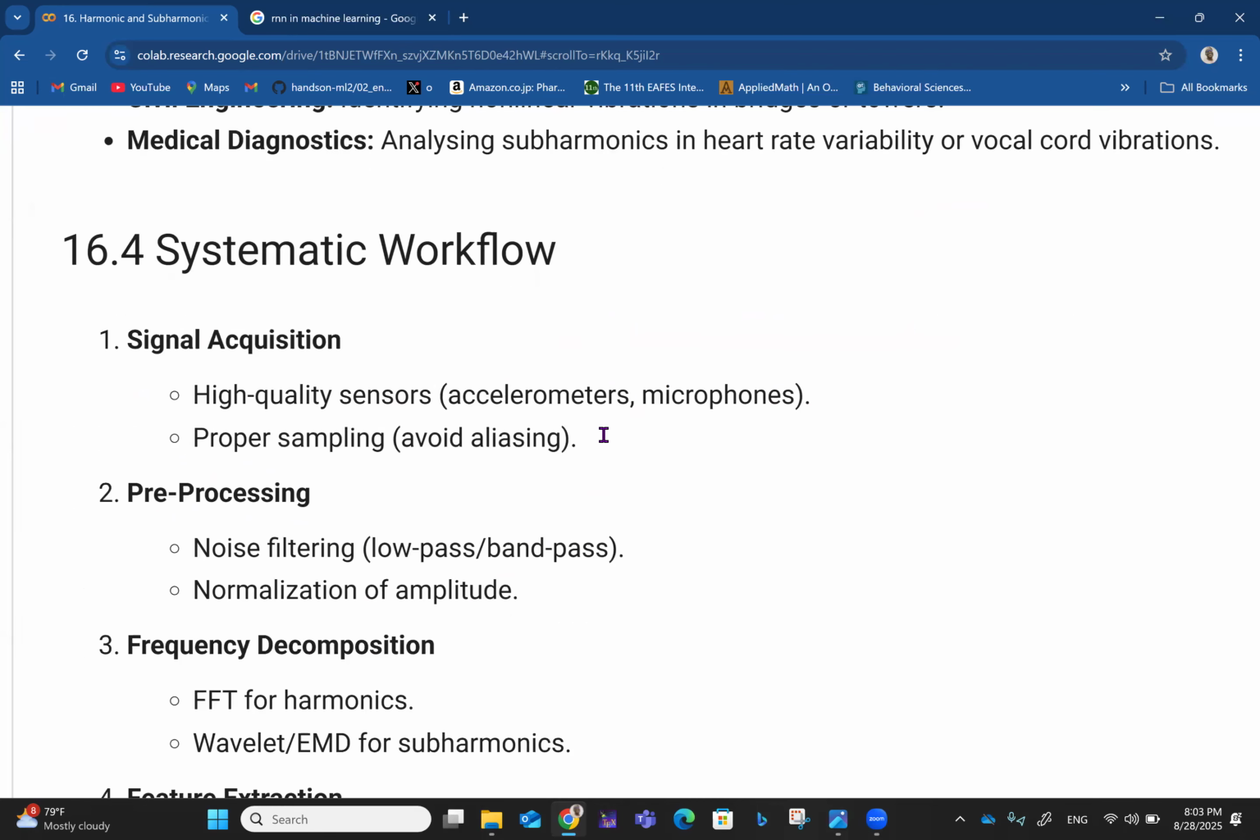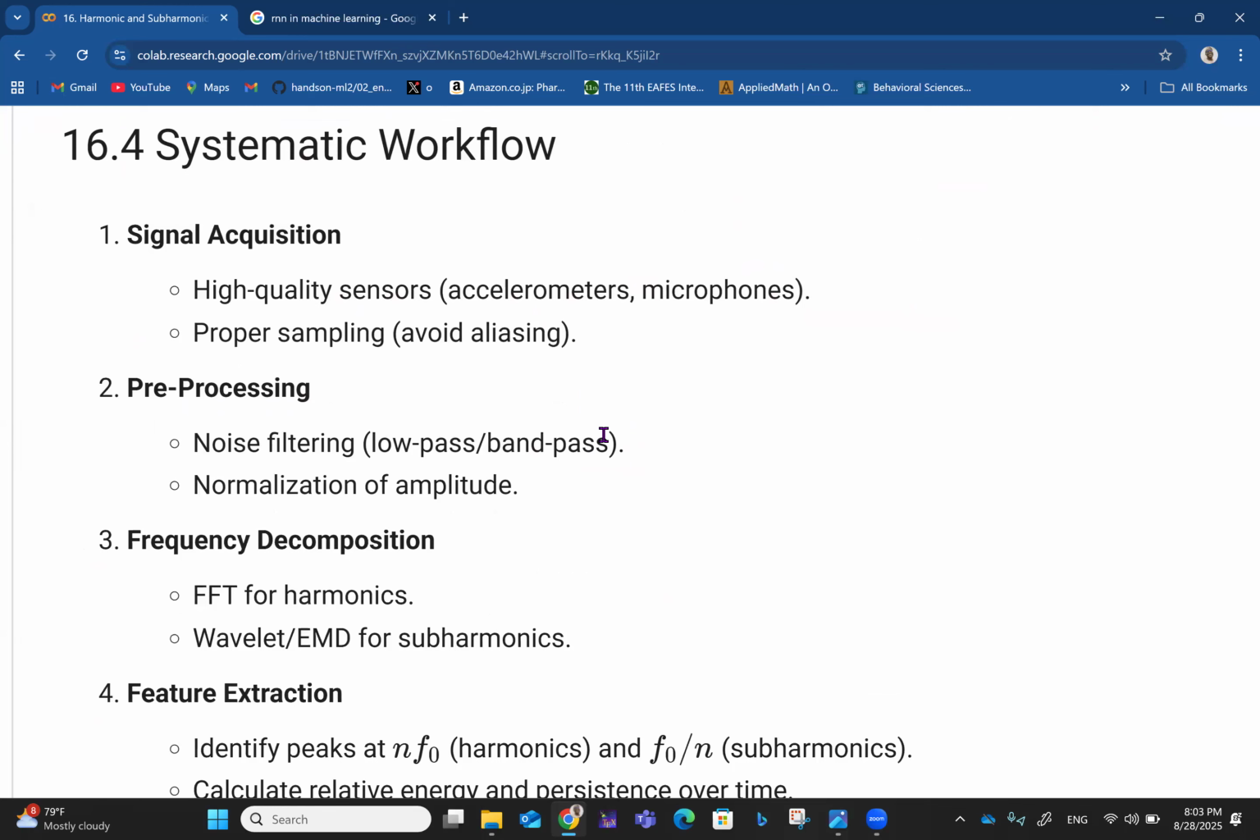So talking about systematic workflow now. If you want a systematic workflow for harmonic and subharmonic analysis, first of all, you want to acquire a signal. So signal acquisition: you want high quality sensors, accelerometers and microphones to get your signal. And then you need proper sampling to avoid aliasing. You want sampling frequency greater than or equal to 2 times f_max. That's, I think, 2 times the harmonic frequency, the fundamental frequency, I want to believe.